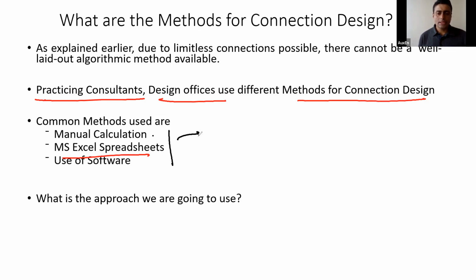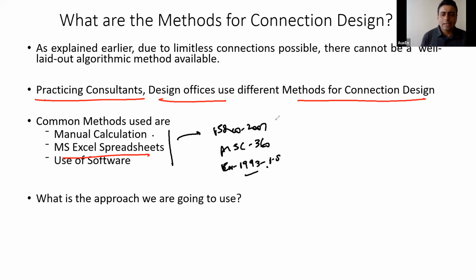Also, one more problem is that some people go by the IS 800 code. Some people use some AISC documents. Some people go for the Eurocode for design. So there is this variation also that is possible. Salman is saying for complex connections, software is better.